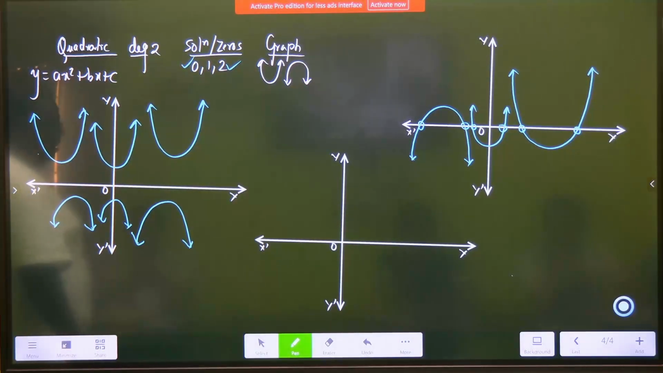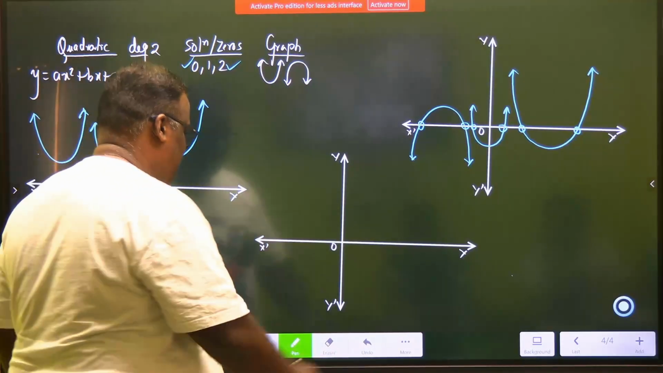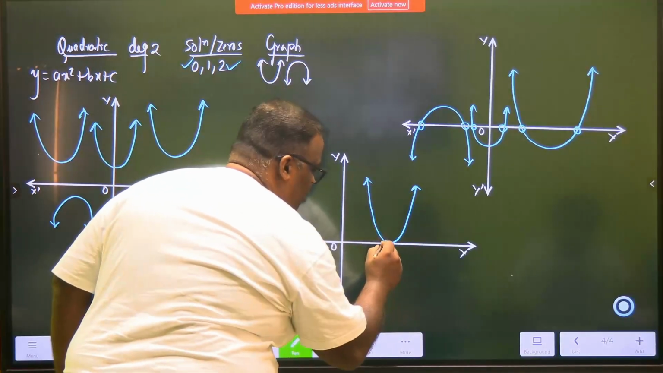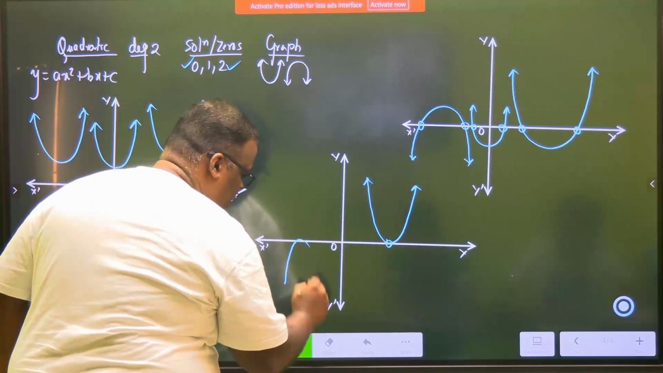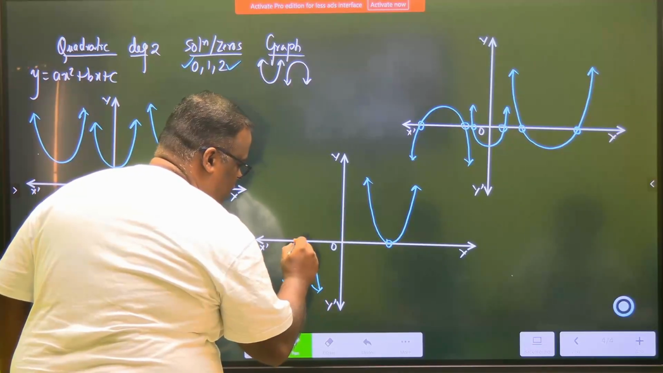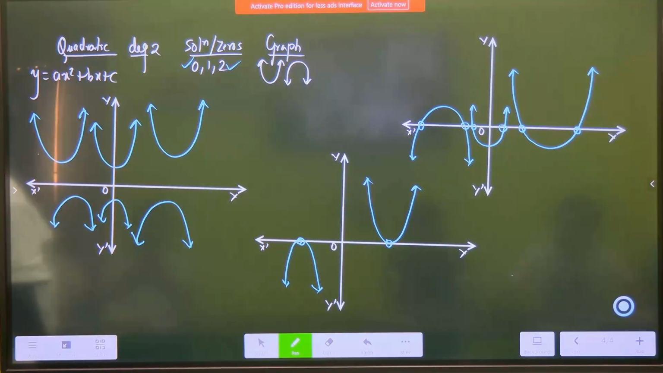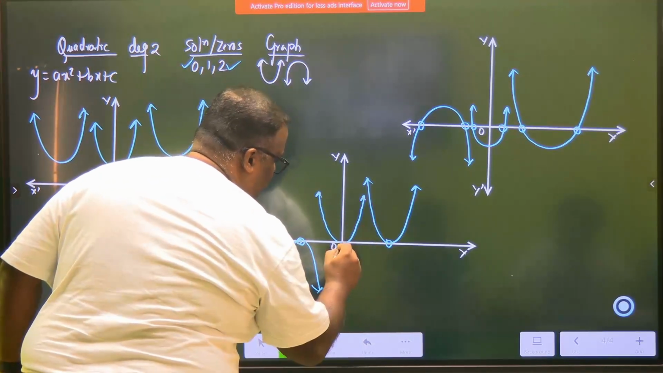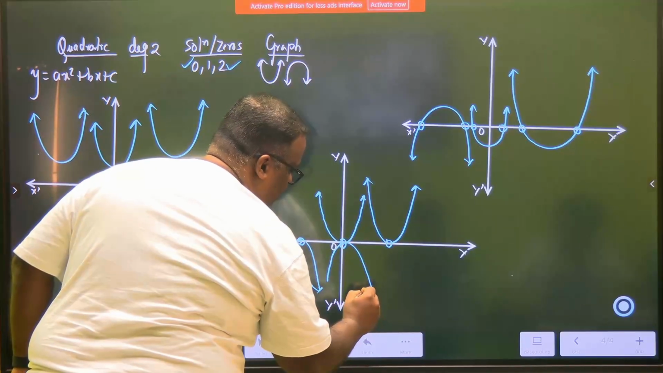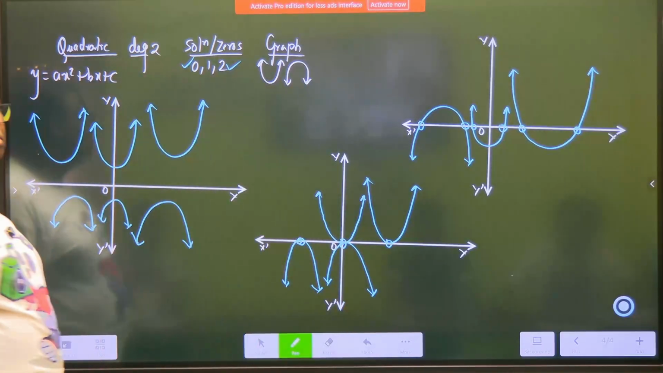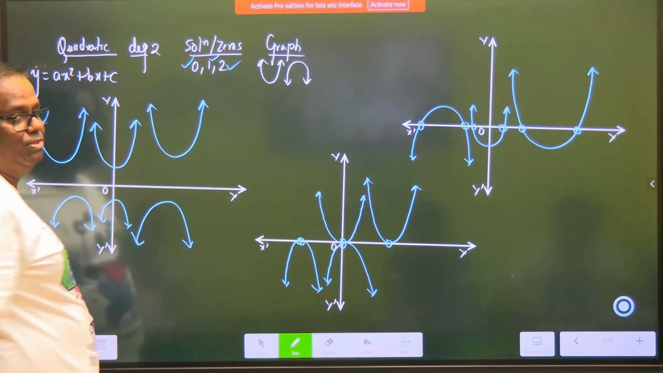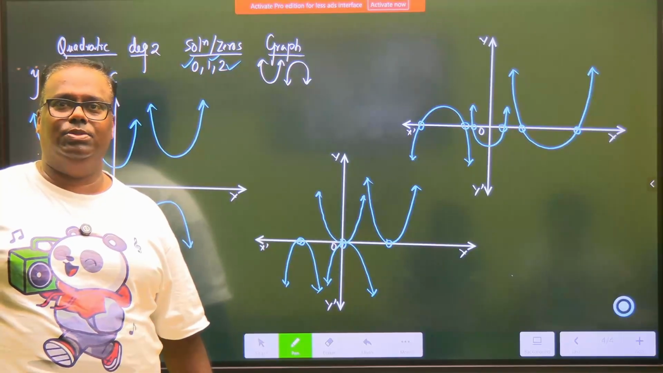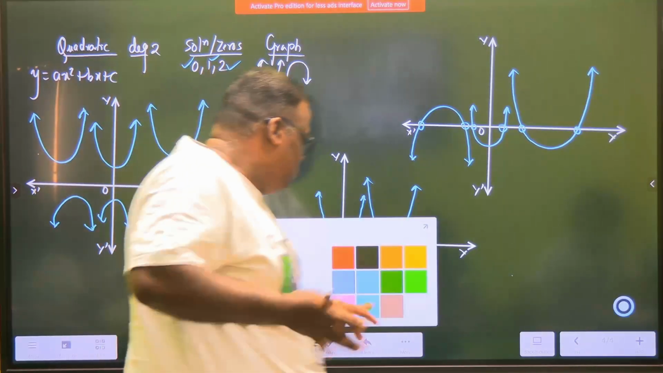Agreed? Very good. The last one. If my parabola just touches the x-axis, just one solution. Agreed? Just touches the x-axis, y equal to x square, one solution. Y equal to minus x square, one solution. I think we address this also. Is this getting clear? Anurag, do you understand? Right? Okay. Now some more beautiful things.